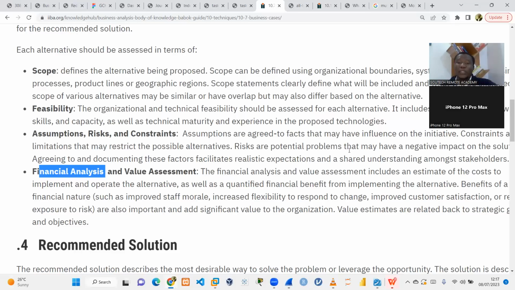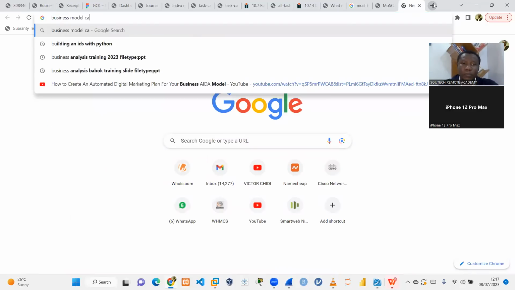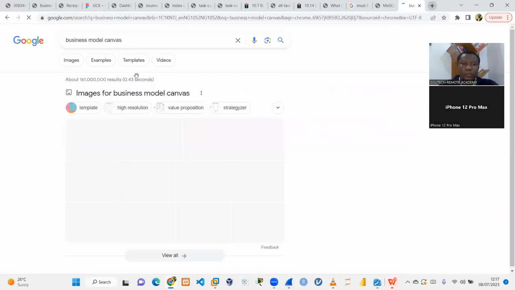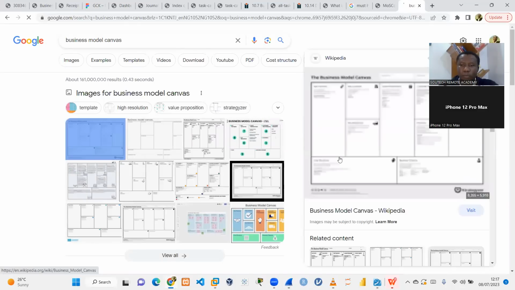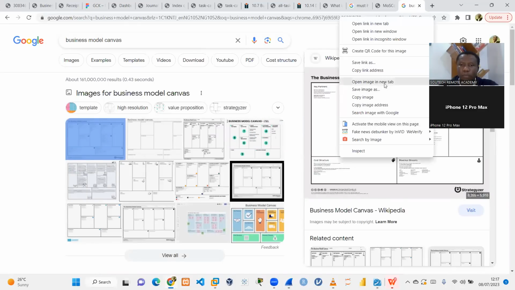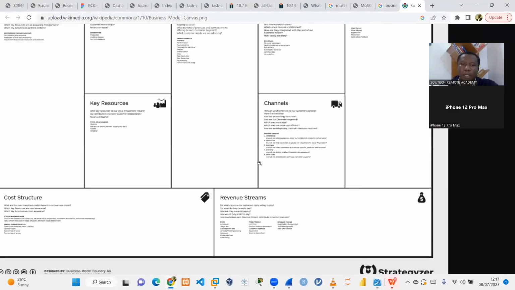Who are the stakeholders? Where is it going to get the goods from? Who is it going to sell it to? How is it going to do marketing? So let me get a template. So can you see this?